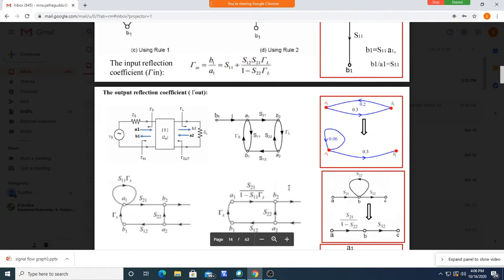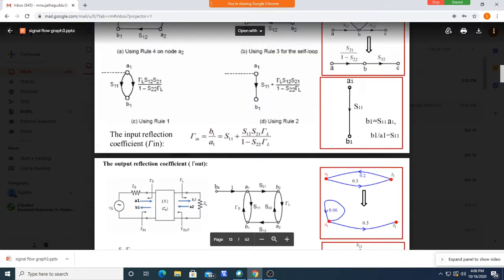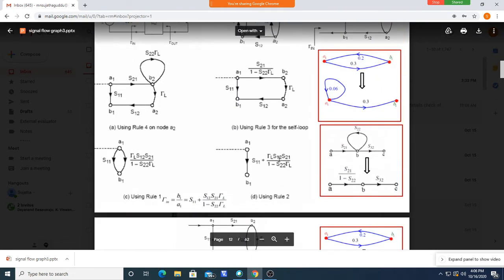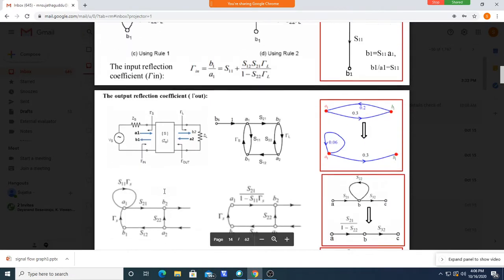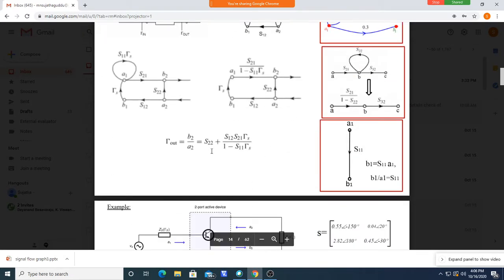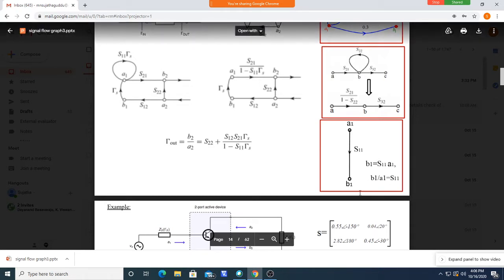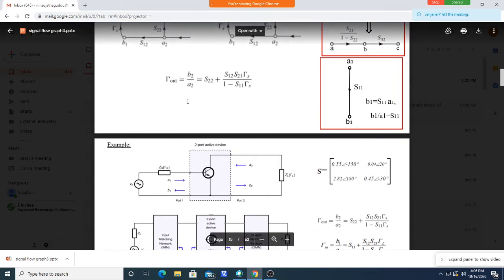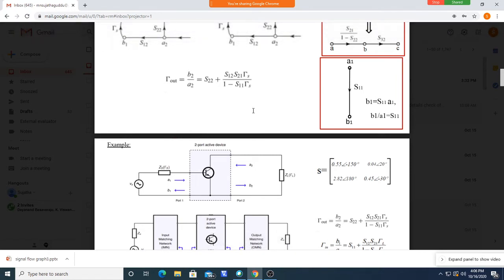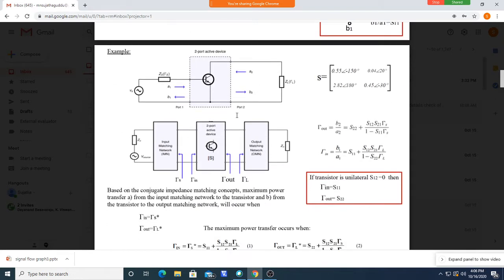Similarly, we obtained in the previous class the input reflection coefficient at the input side, and similarly the output reflection coefficient. These two are very important while designing our microwave and RF circuits. For example, say like this.